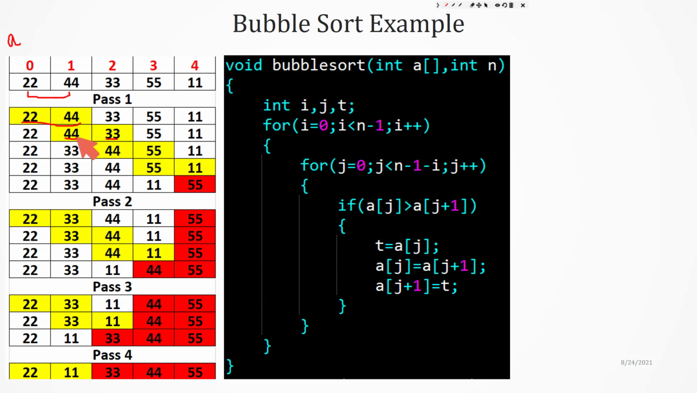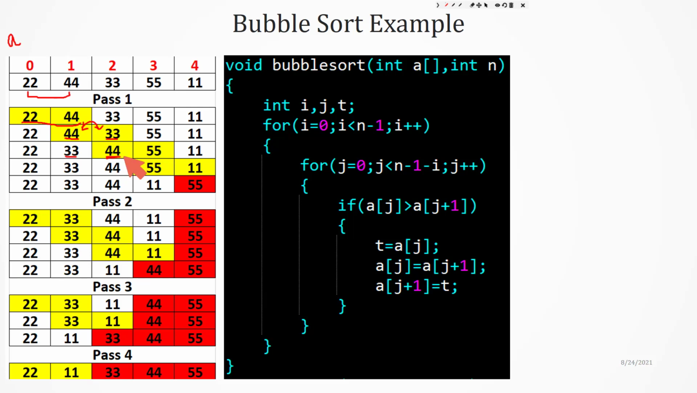Next two elements will be compared. Here when we look at 44 and 33, it is out of order. That means when we only consider 44 and 33, it is not in ascending order. So what will we do? We will just interchange or swap these two elements. So 33 will come here, 44 will come here. Now the array looks like 22, 33, 44, 55 and 11.